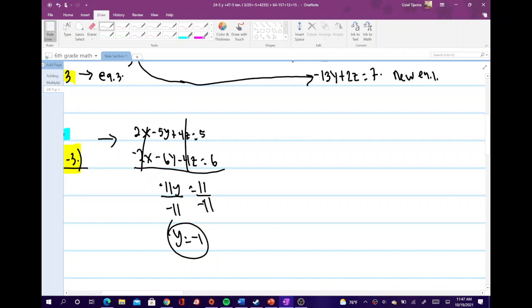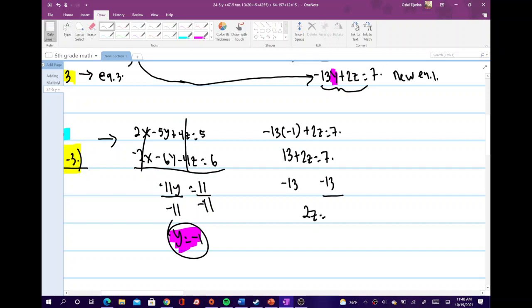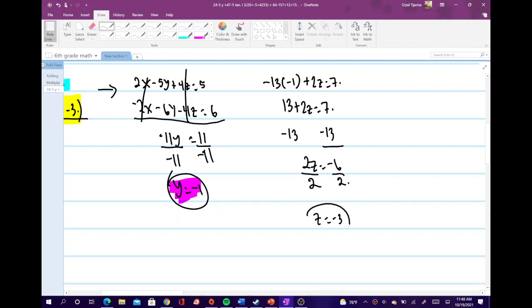Notice that here we have an equation in two variables, and one of the variables is y. So I'm going to go ahead, grab this, and plug it in here. Okay, so I have negative 13 times negative 1 plus 2z equals 7. 13 plus 2z equals 7. I subtract 13 on both sides. I get 2z equals, I think it's negative 6. And I divide by 2 on both sides. I get z equals negative 3.